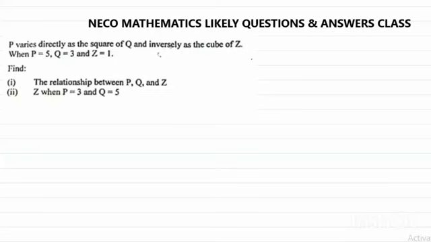Also welcome back to today's mathematics class for this oncoming NECO examination. So this class is meant for NECO. I'm about to share with you NECO likely questions and answers for this oncoming NECO examination. So this is the continuation of our previous class. So here I have the first question to solve. This question, don't joke with it.